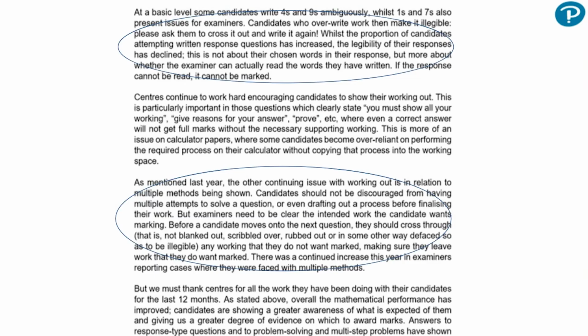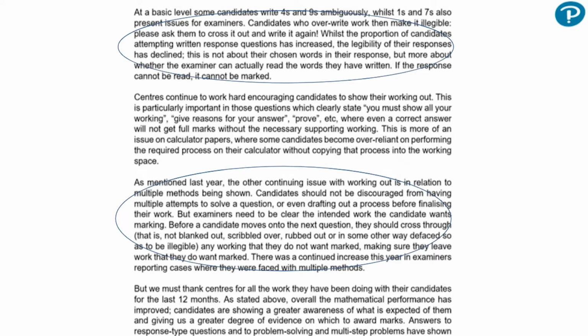I'll put this in there. This was from 2019, just about the eligibility. Same thing, time and time again. Students crossing out work or not crossing out work. The eligibility seems to be declining, or had done up till 2019. Whilst we shouldn't discourage them from having multiple attempts, they do need to make it clear about which work should be marked.